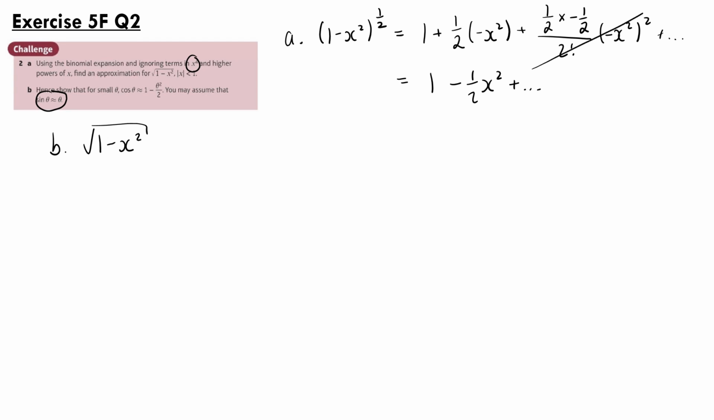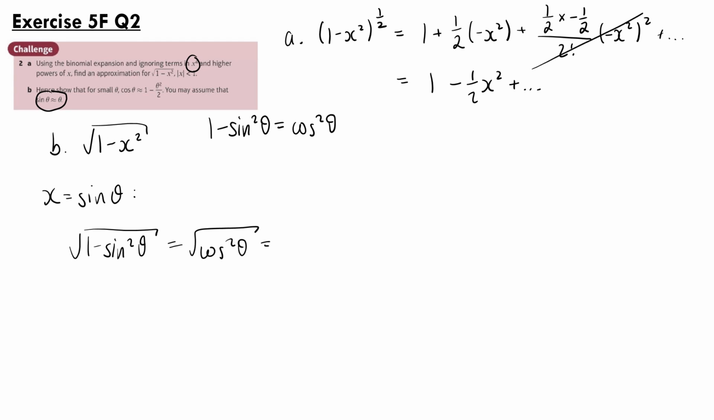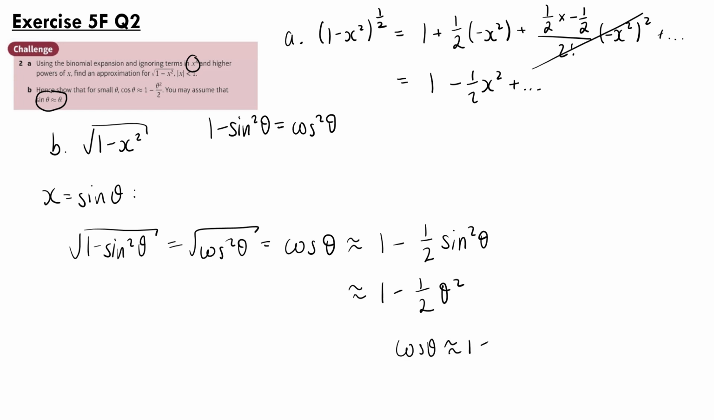They're giving us the clue to use the identity that 1 minus sine squared theta is equal to cos squared theta. So actually, if we plug in x equals sine theta here, then we get the square root of 1 minus sine squared theta, which is the square root of cos squared theta, which is just cos theta, is approximately equal to 1 minus a half x, which is sine theta, squared. And because sine theta is approximately equal to theta, sine squared theta is then going to be approximately equal to theta squared. And so we have cos theta is approximately equal to 1 minus theta squared over 2, as required.